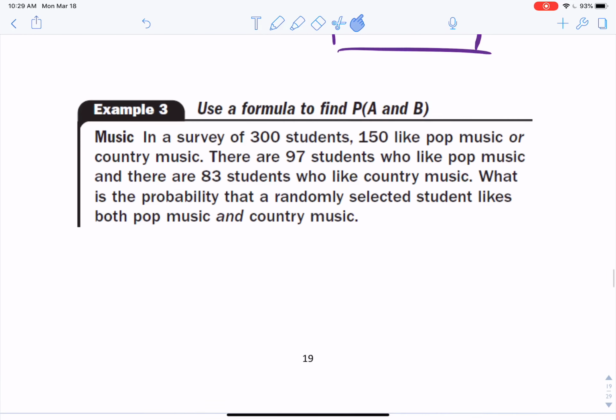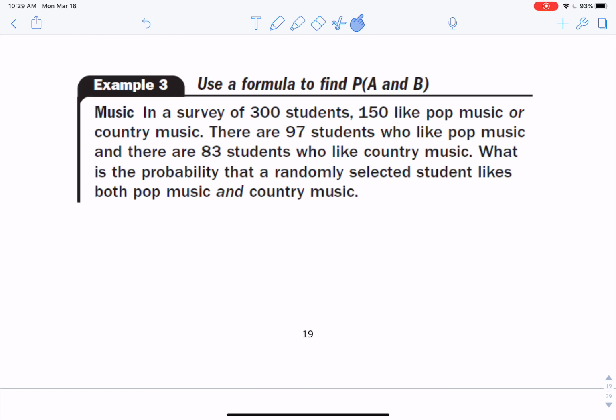So here it says music. In a survey of 300 students, 150 like pop music or country music. There are 97 students who like pop, and there are 83 students who like country. What is the probability that a randomly selected student likes both pop music and country? So here we have to think about, okay, well, we want to know both. We want to know that they like both, pop and country.